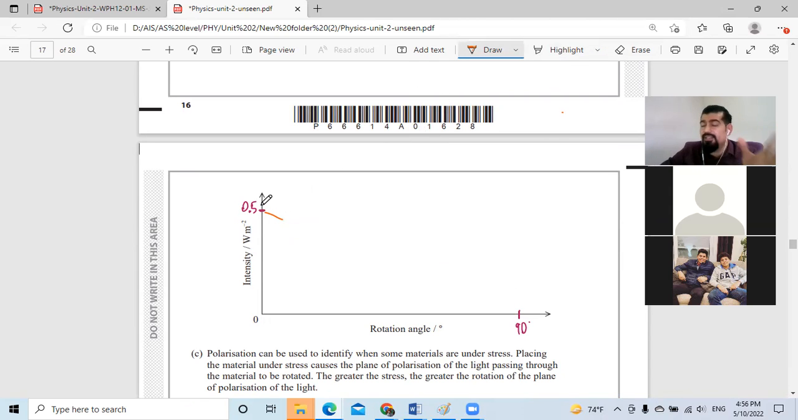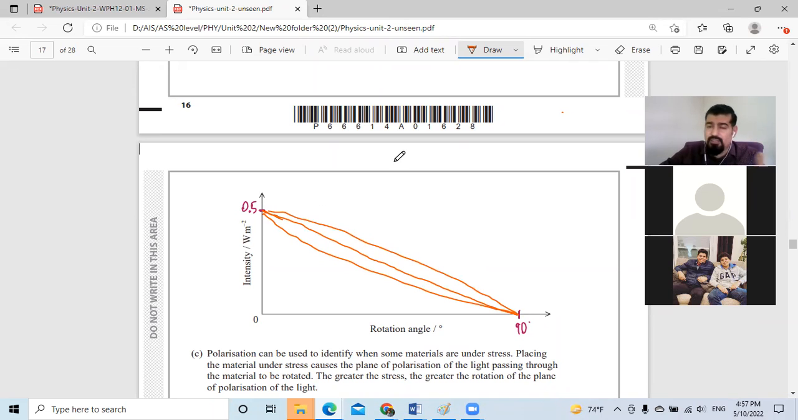Decreased from not 1, but 0.5 or less. If you write 0.4, 0.3, I think it's accepted. Okay, but let's make sure that it starts from 0.5 and eventually becomes 0 at 90 degrees, and we don't know the rate of rotation, whether it's fast or slow. So I don't know if I draw it like this or like this. They didn't mention any information about this.